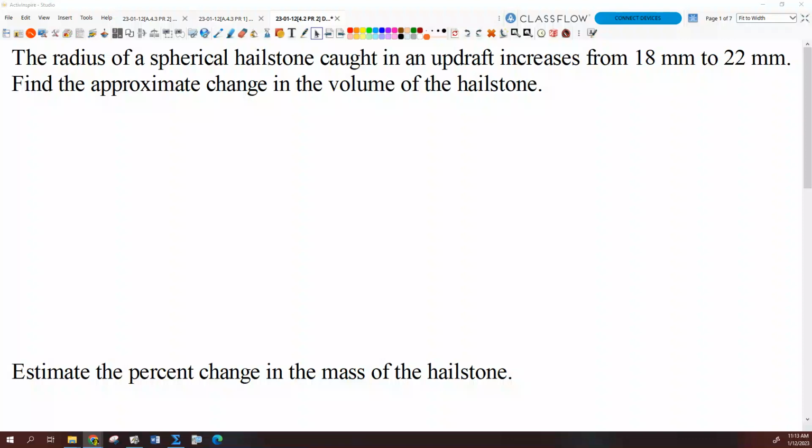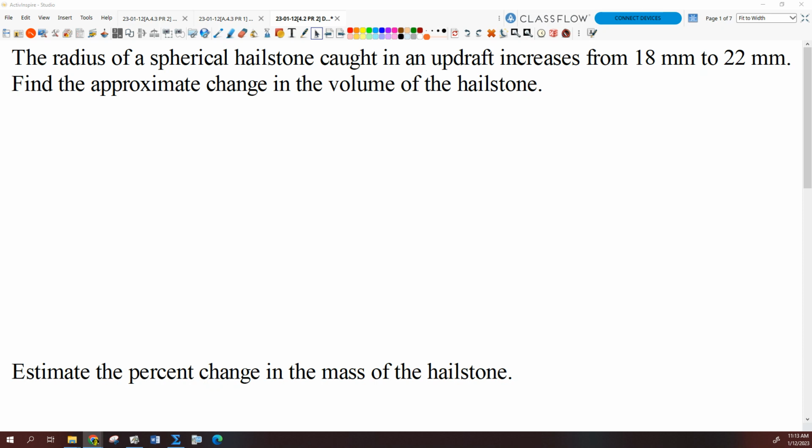I got 3 examples that I think model what's on the assignment pretty well. If you can do these 3 problems, you're in great shape. This is the goal for the differential stuff. So let's look at one like this.